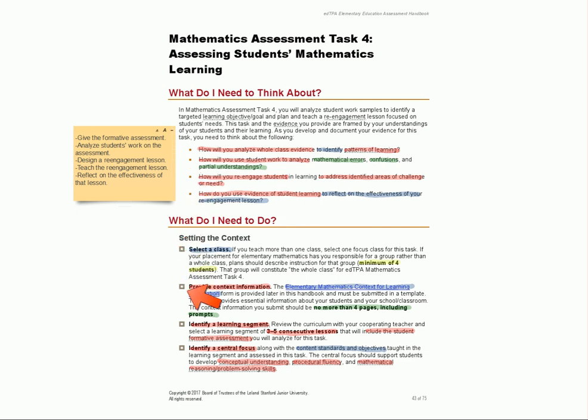Next, again, most important. This is most important. The learning segment should give students opportunities to develop conceptual understanding, procedural fluency, mathematical reasoning, and problem solving. And I'm going to be saying those things often throughout this task just because they are that important.